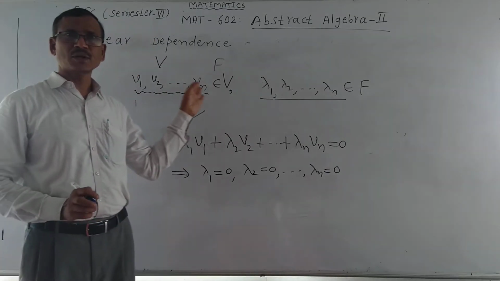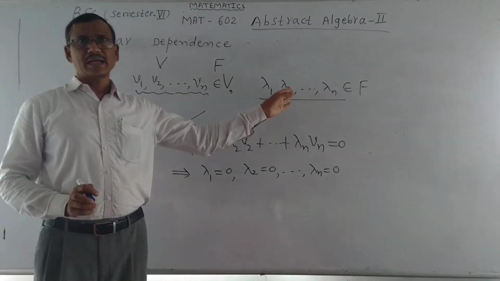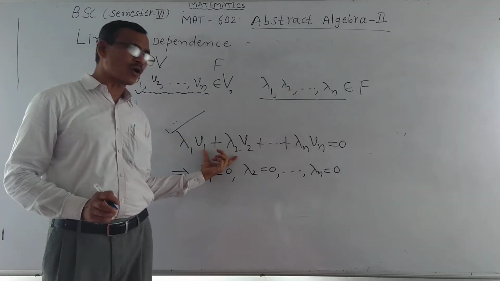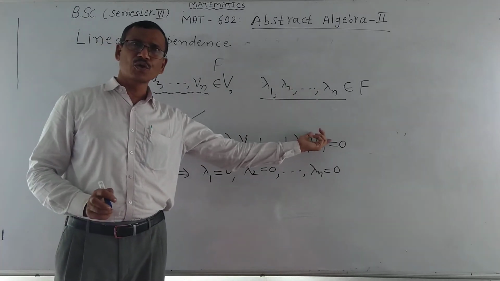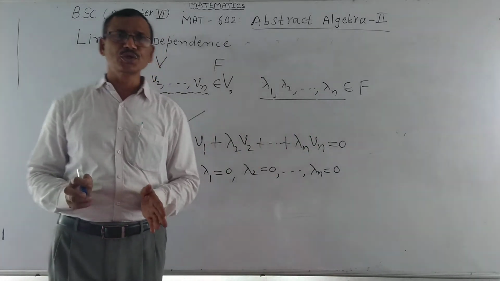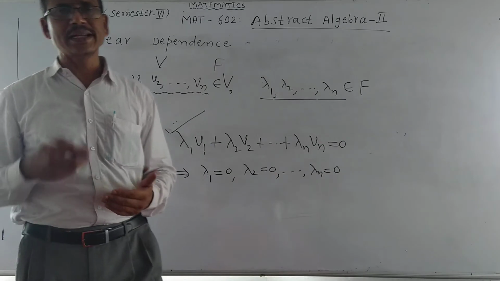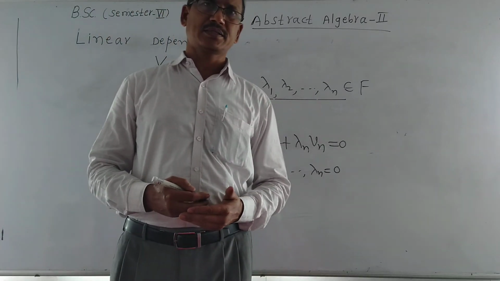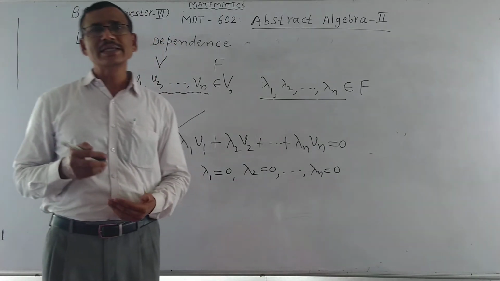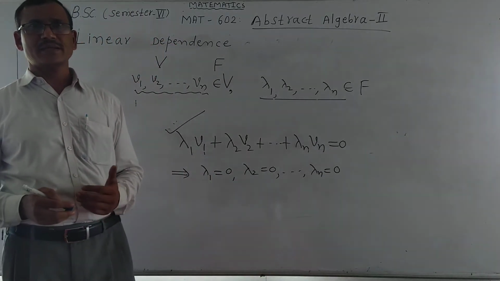Consider n elements of the vector space V and n scalars of the field F. Consider their linear combination which is equal to 0. If at least one scalar coefficient is not equal to 0, then these vectors are called linearly dependent vectors. If all are 0, these are called linearly independent vectors.